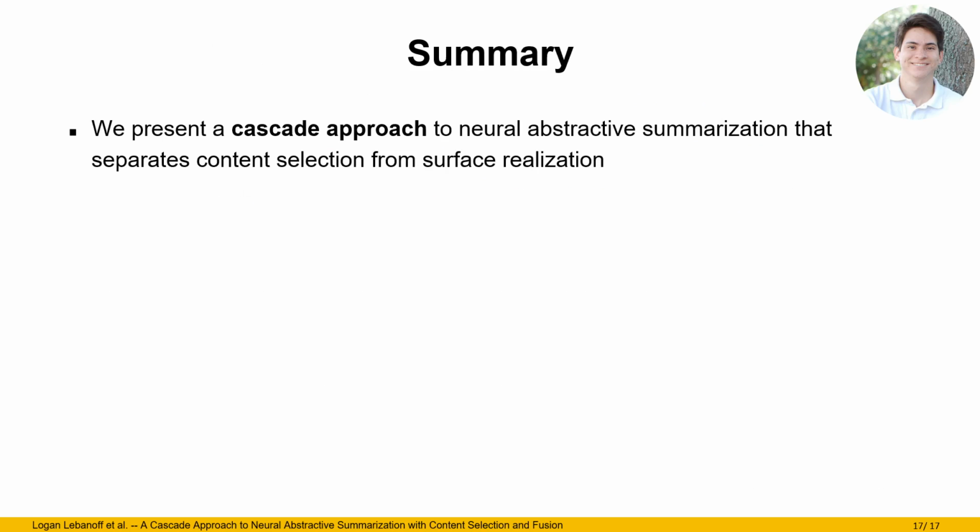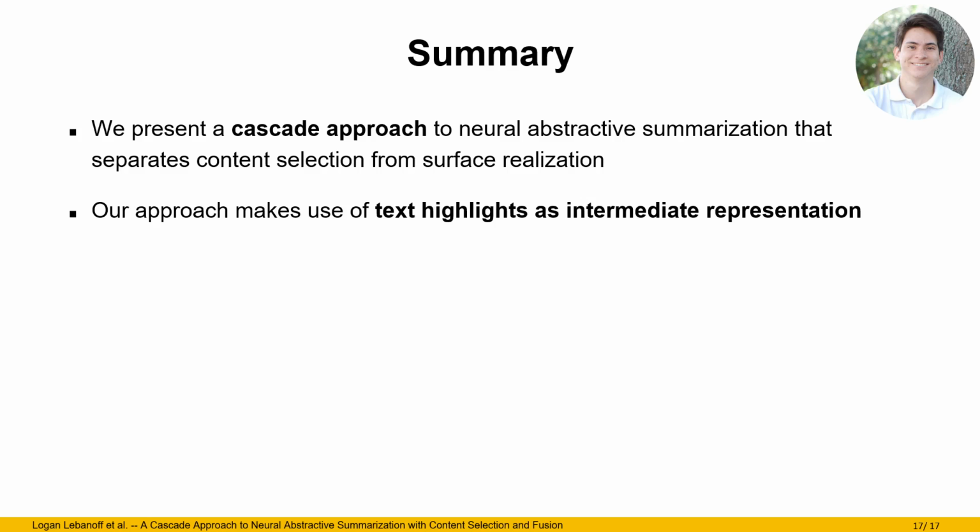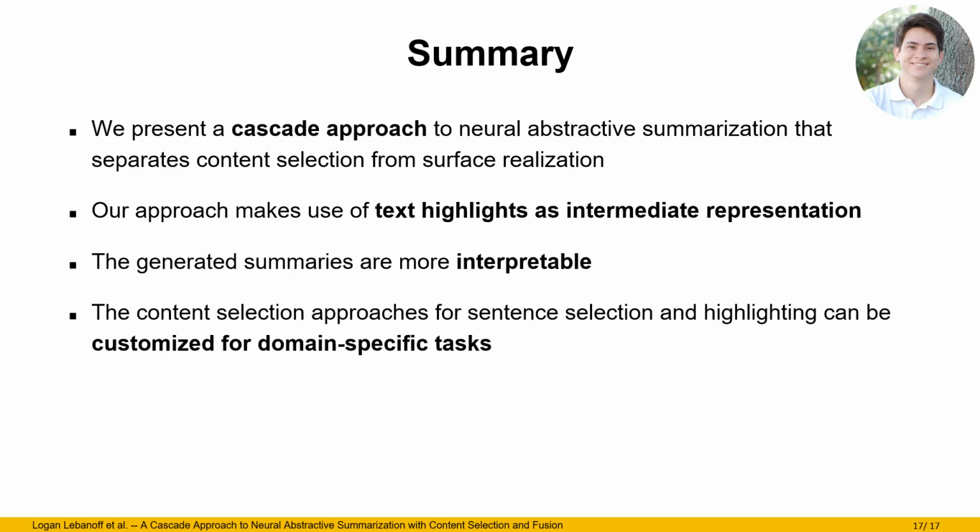In summary, we present a cascade approach to summarization that separates content selection from surface realization. Our approach makes use of text highlights as an intermediate representation. The generated summaries using our method are more interpretable, as you can see by the highlighted regions that are selected in the content selection step. And the content selection approaches for sentence selection and highlighting can be customized for domain-specific tasks.